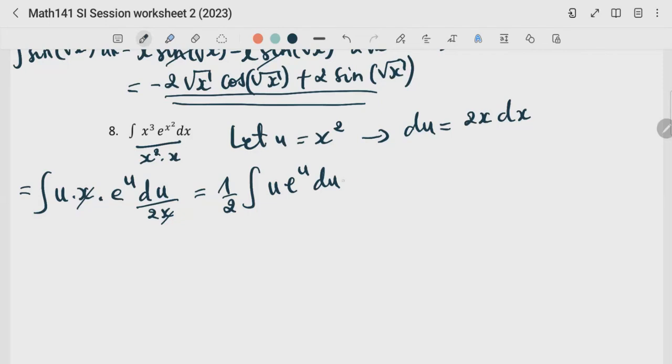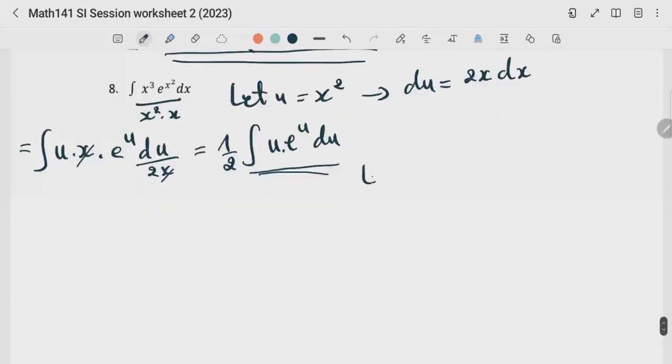So at this point here, what method should we use to solve that? We have the product of two functions. What should we use? Integration by parts. All right, so let's try that. Using integration by parts now, what should be our, let's call it f, and what should be our dg? Let f be u and dg be e raised to u.